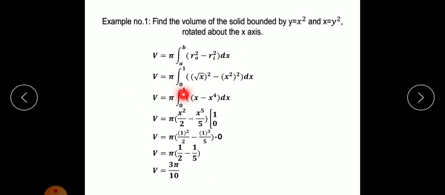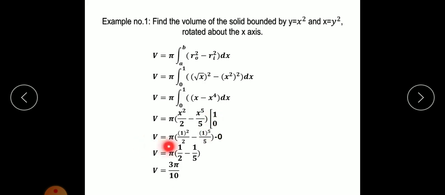Now we have pi integral from 0 to 1 of square root of x to the power of 2 minus x squared to the power of 2 dx. So we have now V equals pi integral from 0 to 1 of x minus x to the power of 4 dx. So we have now V equals pi times x squared over 2 minus x to the power of 5 over 5, the quantity from 0 to 1.